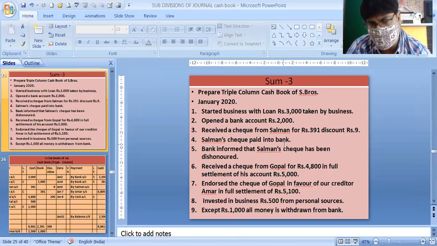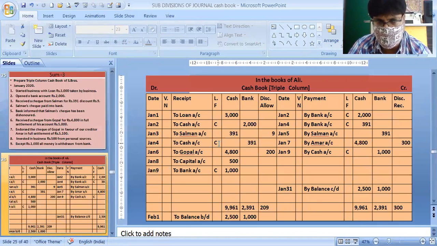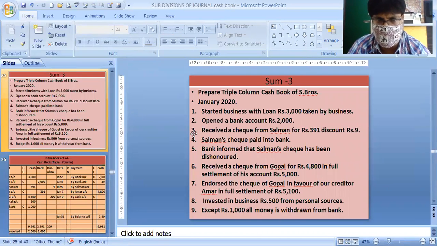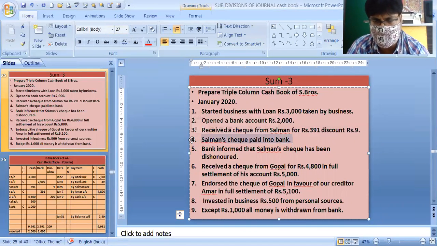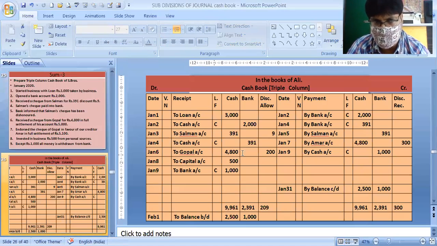Whenever you receive a check, your first important work is to read the sum and see what you have done with that check. If nothing is mentioned, we assume that the check has been deposited in the bank the very same day. Then we write the amount as to Salman in the bank column. But in this sum, the check of Salman is deposited the next day, into the bank on January 4th. That is why it will be in the cash column.